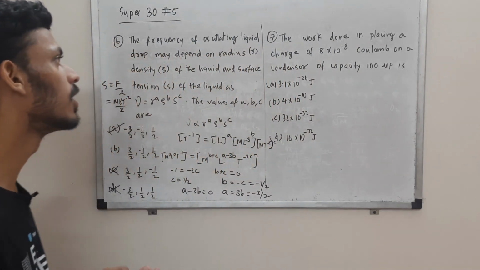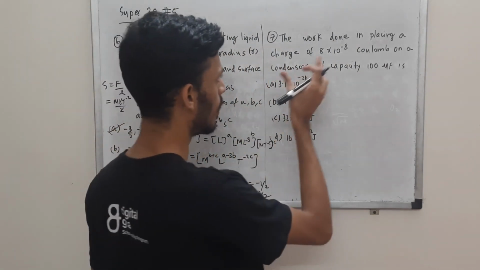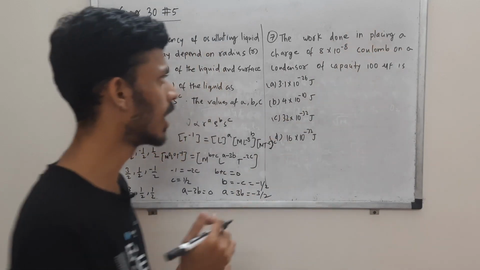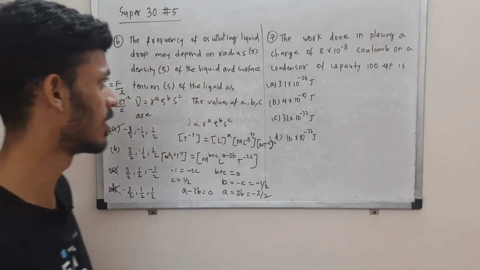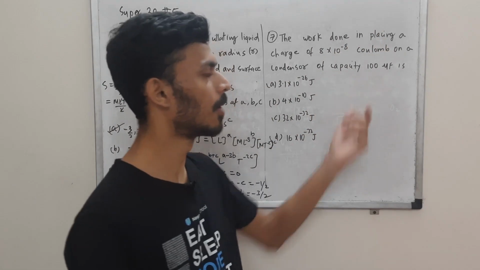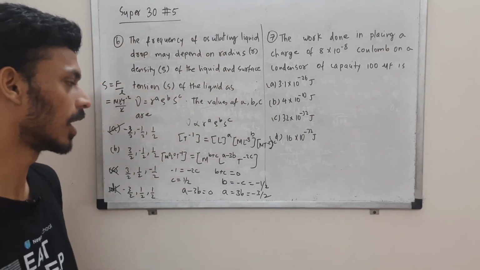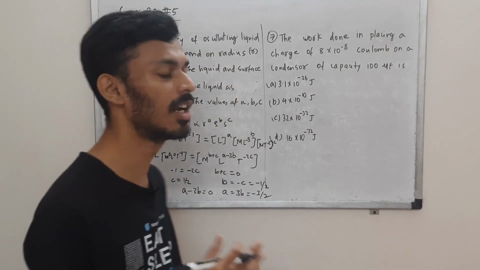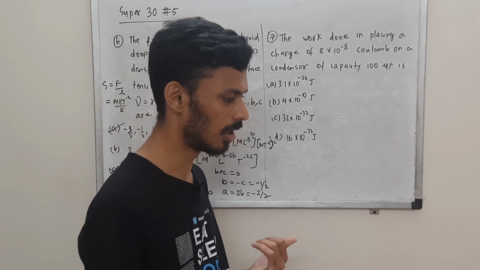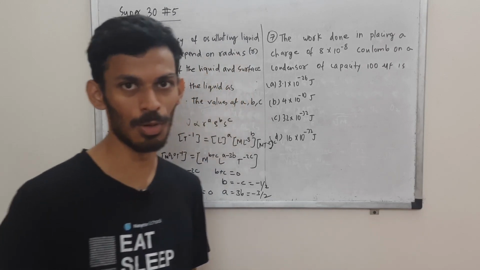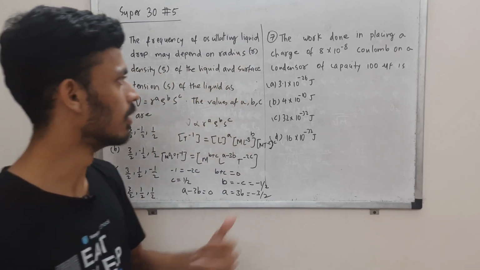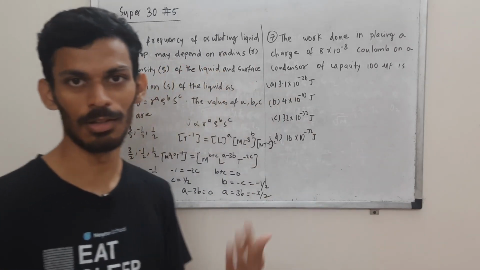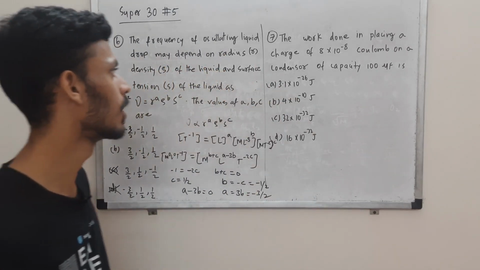Let's come to this one. The work done in placing a charge, this amount, on a condenser. Condenser is basically a capacitor. You can make it out, they have also provided you with capacity. They might also use words like conductor. Conductor can also be a capacitor because it basically stores charge, right? They might use condenser or capacitor. All these three words mean the same for you.